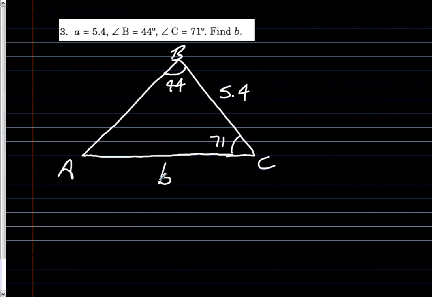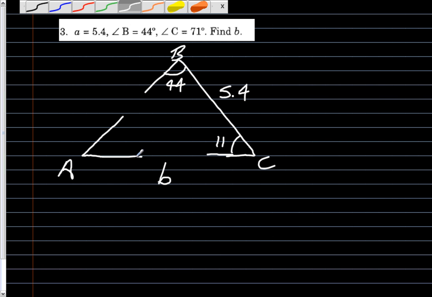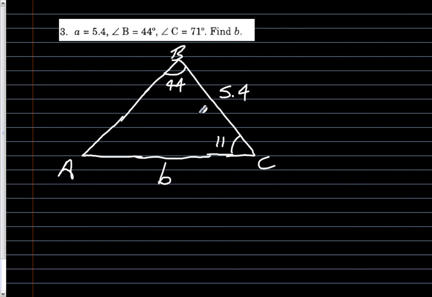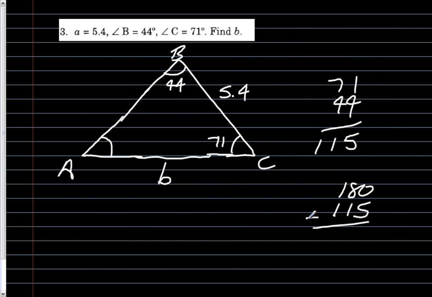Now, this is fairly typical of a problem. We have this angle and no side, and we have this side but no angle. Not to worry, all of the angles, you'll remember, in a triangle have to add up to 180. So 44 and 71 gives me 115 degrees. That means that if I take 180 and subtract the other two angles, I'm going to be left with 65 degrees, like so.